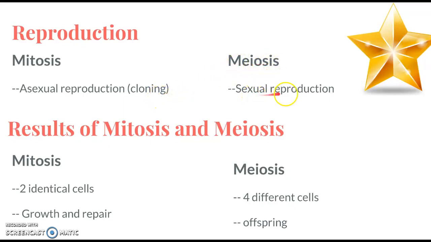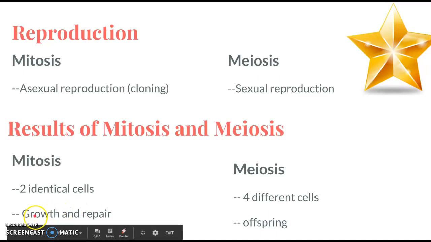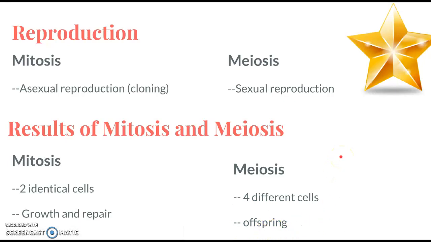Versus in meiosis, it's sexual reproduction. There are 2 individuals involved, a sperm and an egg. The results of mitosis and meiosis: in mitosis, we get 2 identical cells. The cell just cloned itself, 46 and 46, and this is important for growth and repair. This is different from meiosis, when we get 4 totally genetically different cells, and what we're concerned with here is offspring, making babies, so that we can pass on our genetic information and our species will survive.